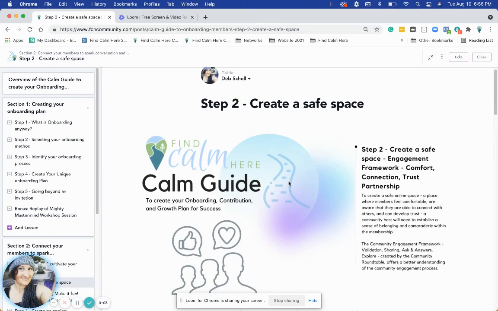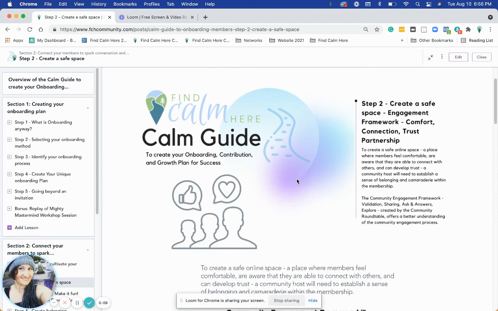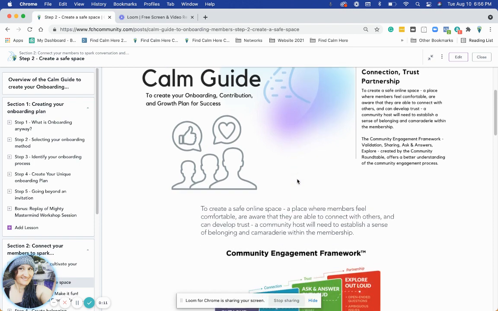Hi everybody, we are in step two, creating a safe space. I have a couple of resources for you here and I'm just going to go over them really briefly with you.